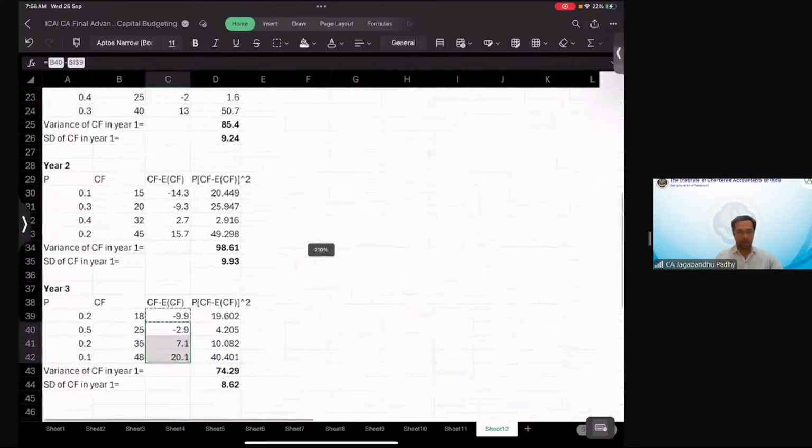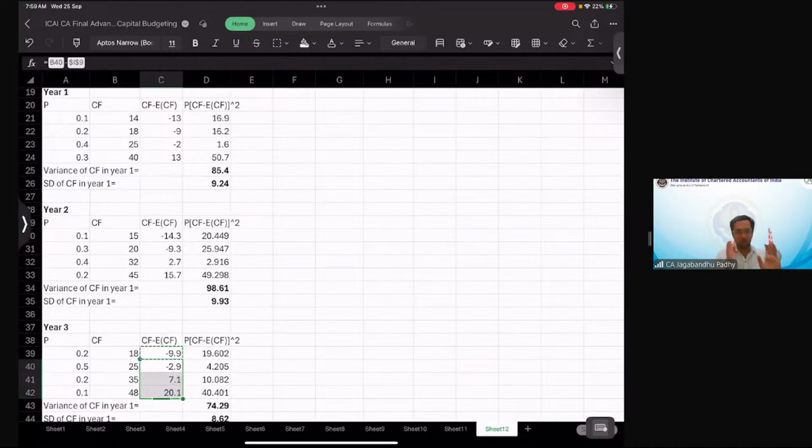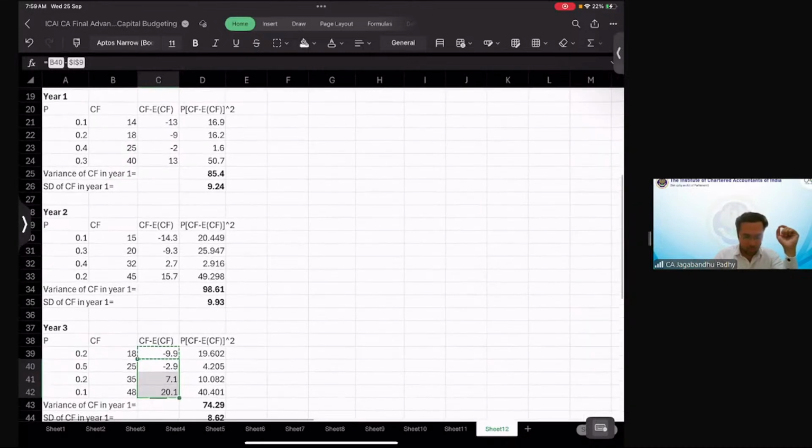Now, we have already calculated the variance and the standard deviation for each of the respective years' cash flows. But you know what our area of concern right now is? We essentially want to know what is the standard deviation of the entire project. So for that, I need to take account of the standard deviation happening across the years.